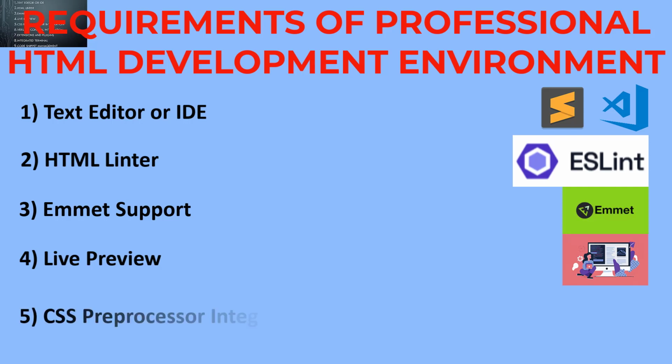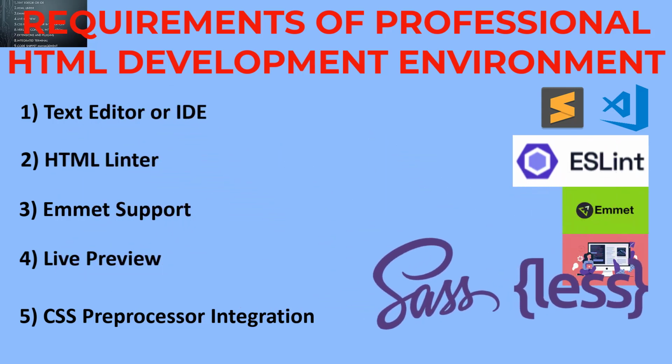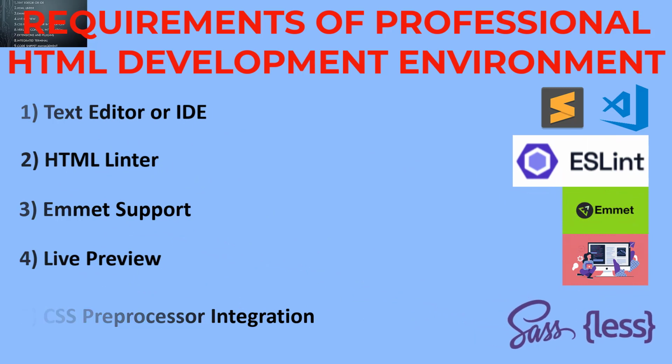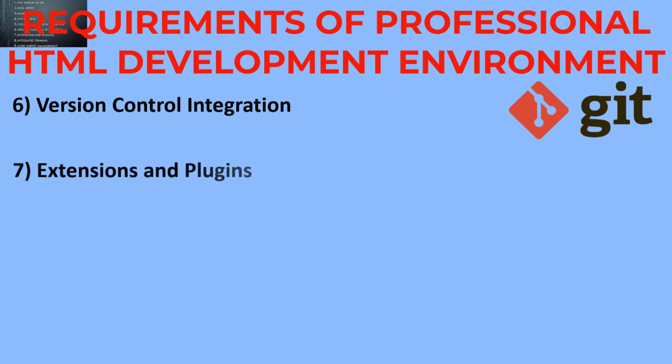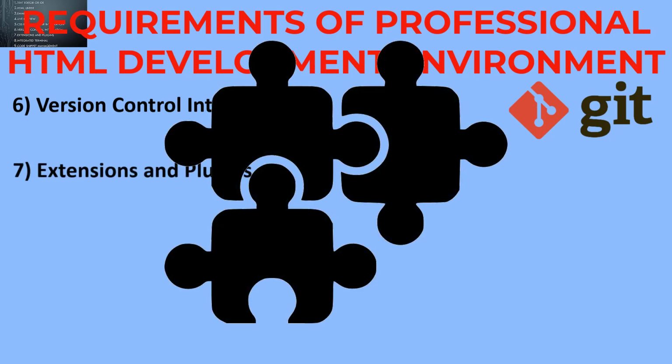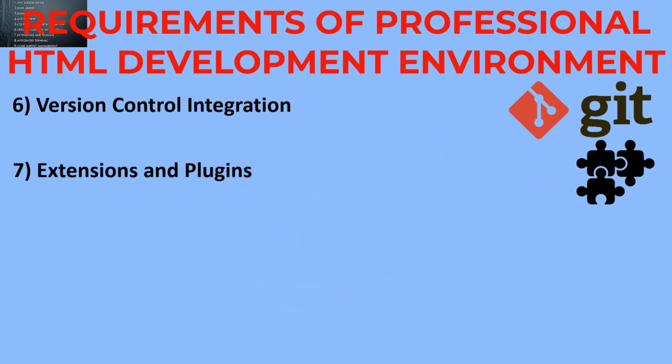5. CSS preprocessor integration. Ensure support for CSS preprocessors like Sass or Less, enabling processing and compilation within your development environment. 6. Version control integration. Your development environment should seamlessly integrate with a version control system like Git for collaborative coding, version tracking, and backup. 7. Extensions and plugins. Customize your development environment with relevant extensions and plugins to optimize workflow, including those for code formatting, auto-completion, and version control.